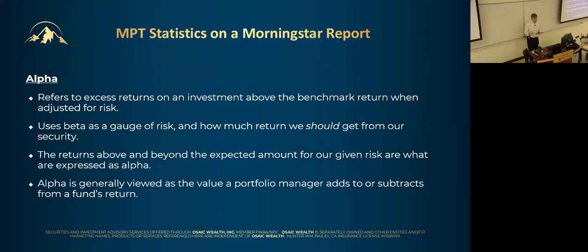Usually it's viewed as the value a portfolio manager adds to or subtracts from a fund's return. So if you see something like a managed growth fund and it's got a bunch of alpha, that means they're taking on similar risk to the S&P 500, but they're actually getting better returns over time. And then you can also see negative alpha, where you're taking on a comparable level of risk, but you're not earning as much return, which is not exactly what you want.